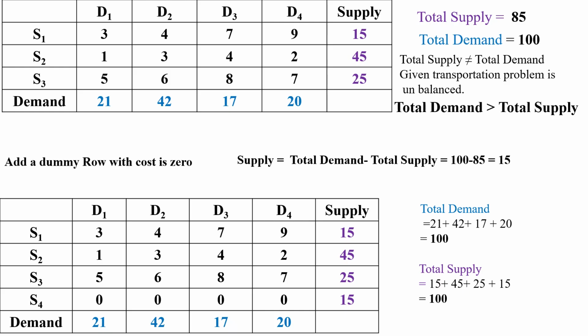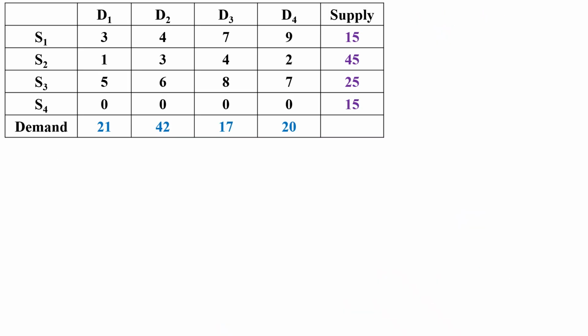Total demand is 21 plus 42 plus 17 plus 20, which is equal to 100. And total supply equals 15 plus 45 plus 25 plus 15, which is equal to 100. So total demand equals total supply, and the given transportation problem is balanced. Next, we apply the least cost method to find the initial basic feasible solution.